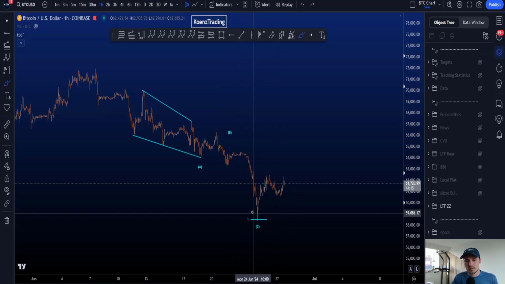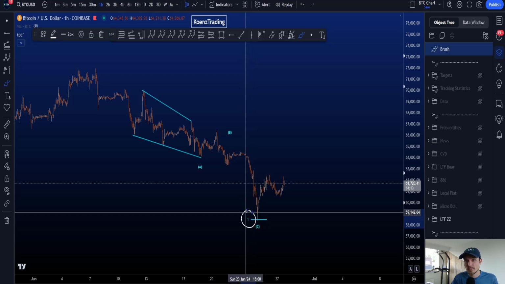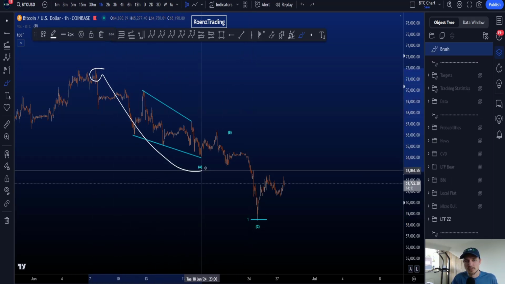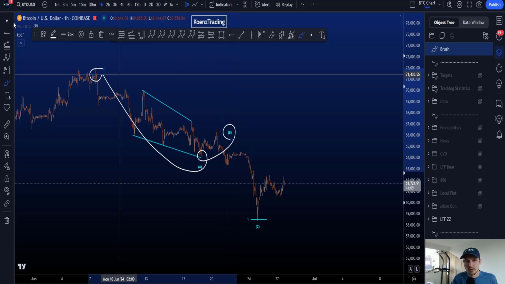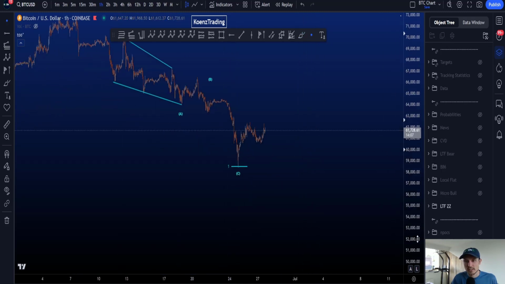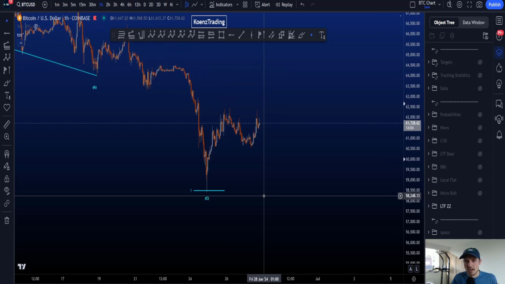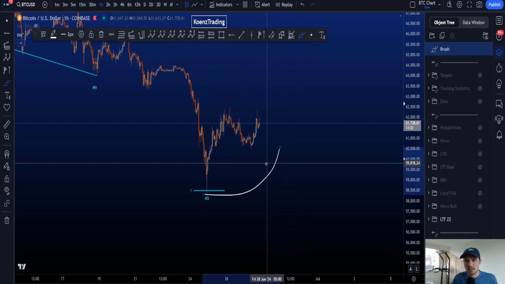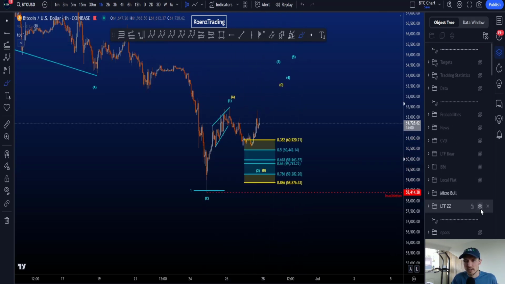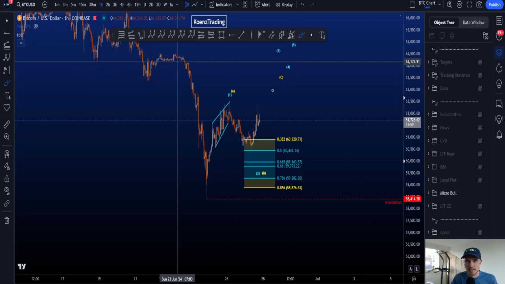The common target for your wave C is the 1-to-1 trend-based Fib extension taken from the start to the end of A to the end of your wave B, as you can see, nicely respected. After wave C, we then want to count impulsive structures to the upside, which looks like this.